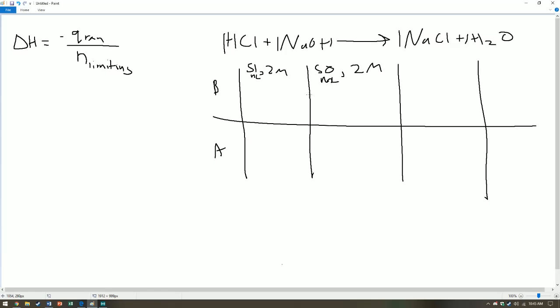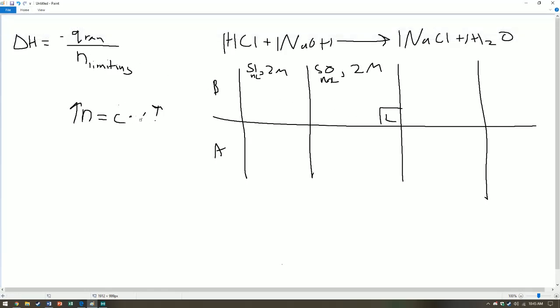Straight away we can see that since these concentrations are the same, the volume is proportional to the number of moles, because we're working with liquid solutions, and n equals C times V. If this goes up and this is held constant, this has to go up as well. So I can straight away deduce that NaOH is the limiting reagent. I'll put a little L there to indicate that's our limiting reagent.